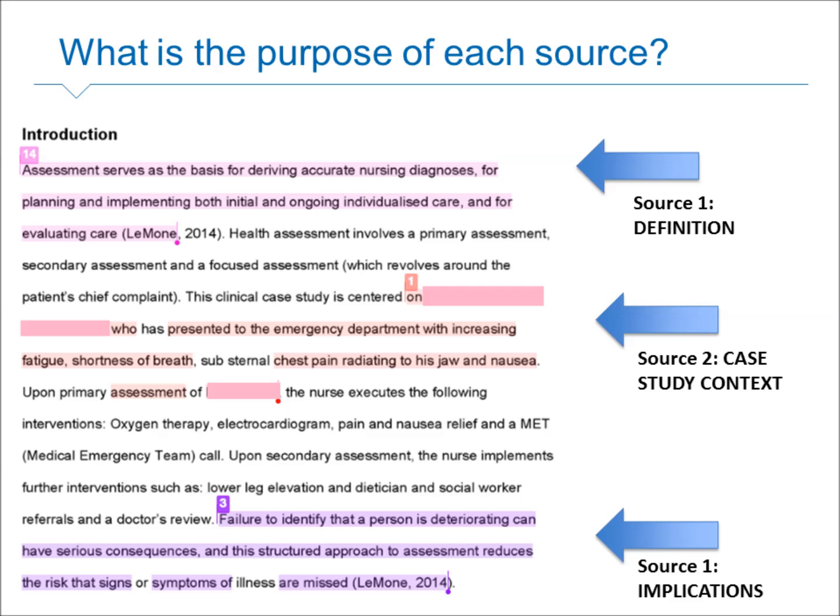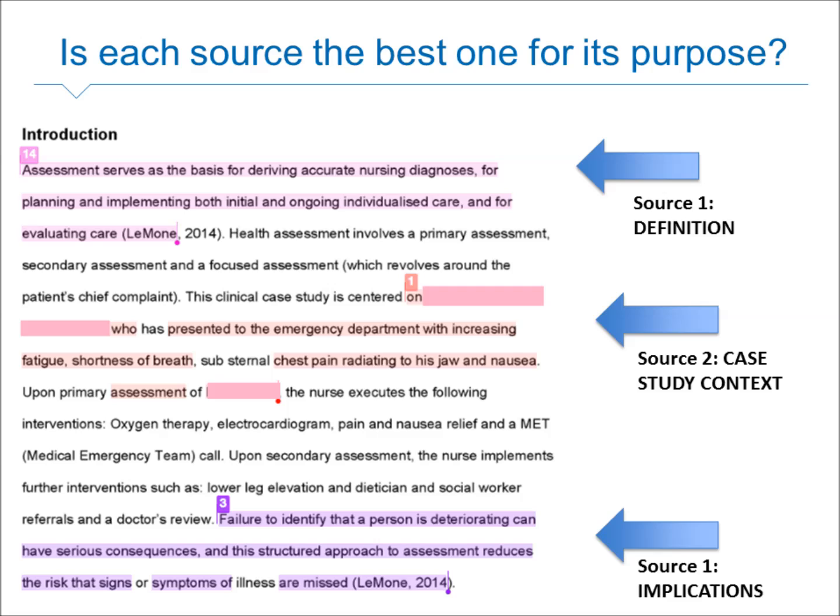The second question we should be asking ourselves is whether each source is best suited for its purpose. Is the article by Lamont the best way to define what assessment is? Is the article by Lamont also the best source to tell us what the implications of failure to identify are? The second source, the description of our case study, has to be there. The question there is not so much about the quality of the source, but about how we are using it.